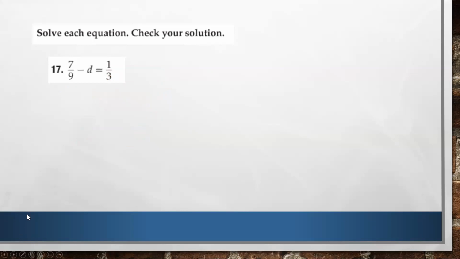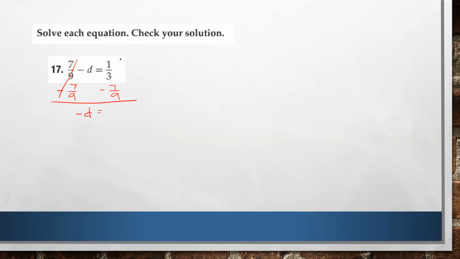Okay? All right, number 17 has a fraction in it, okay? Still doesn't change how we do the problem, okay? So right now we have this 7/9. We want to get rid of 7/9. So since it's positive 7/9, we would subtract 7/9, okay? And we do that from both sides of our equation. If we had 7/9 and we subtracted 7/9, we're left with 0, okay? So we still have this negative or minus d. We cannot forget about that minus in front, okay?